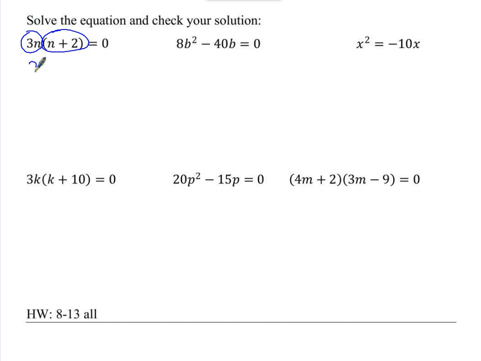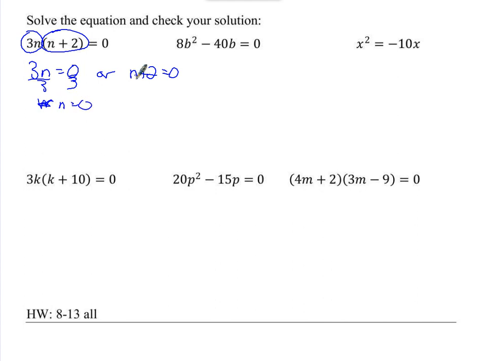Yeah, either this is 0 or this is 0. Because in order for these two things to multiply together to give me 0, either we have to wind up with 0 here or we have to wind up with 0 here. So now 3n equals 0, solve for n. What do we do? Divide by 3, n equals 0.